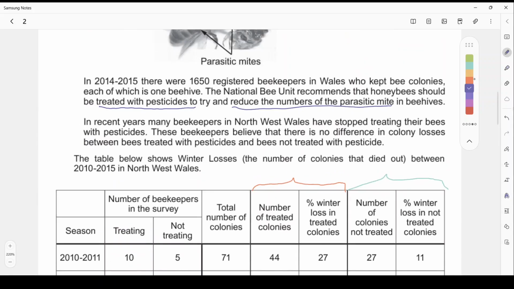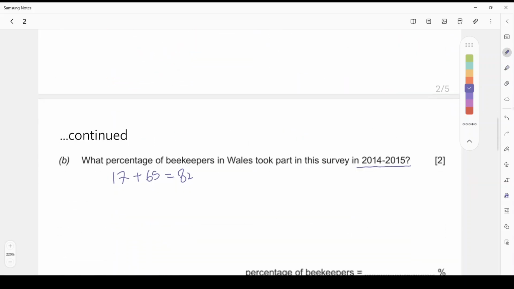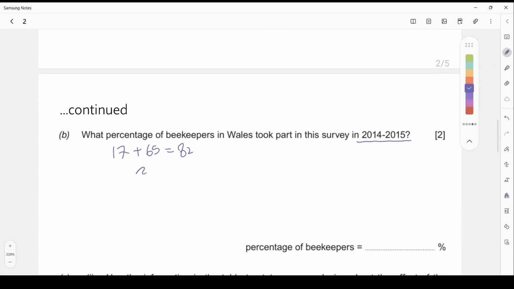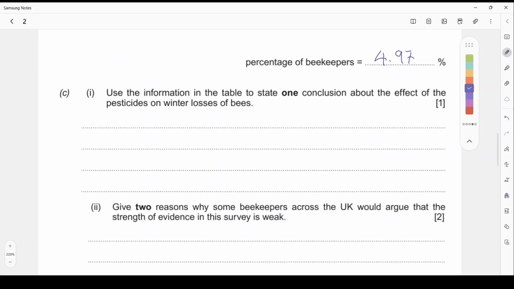And then if we can see here, in 2014 to 2015, there were 1,650. So we need to divide the number that we just calculated by that number. So we will do some percentage. That would be 82 divided by 1650, and then of course times by 100 because it's a percentage. So let's do that. And then what we get is 4.97%.